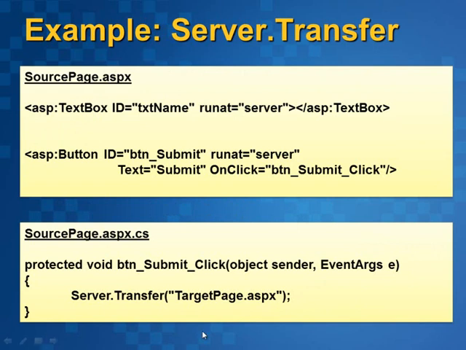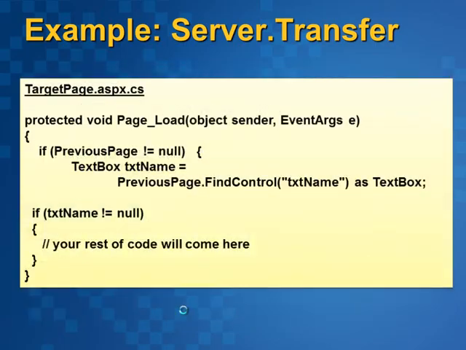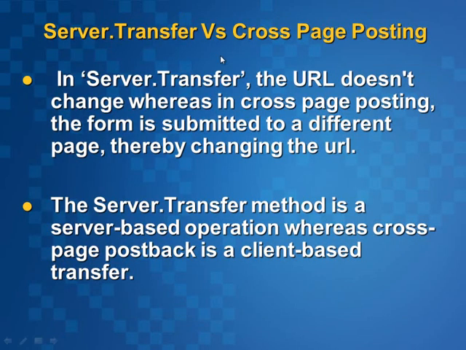You have to just write Server.Transfer and the page where you want to transfer the request. That's the simple syntax. Remember, the browser will not make any change in the URL. It is only done at the server side. That's the difference between them. So with Server.Transfer the URL will not change. Server.Transfer is a server method, whereas cross-page postback is the client way of redirecting it. So somebody can ask you this question in the viva.